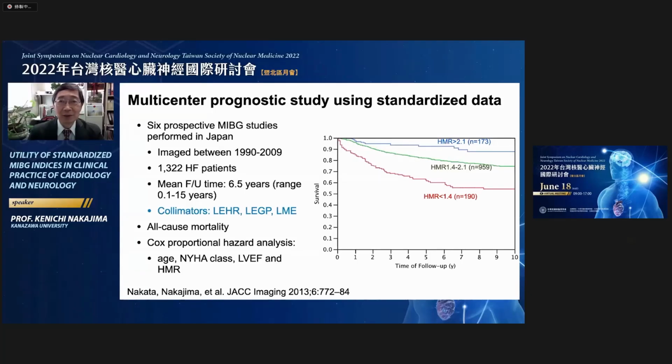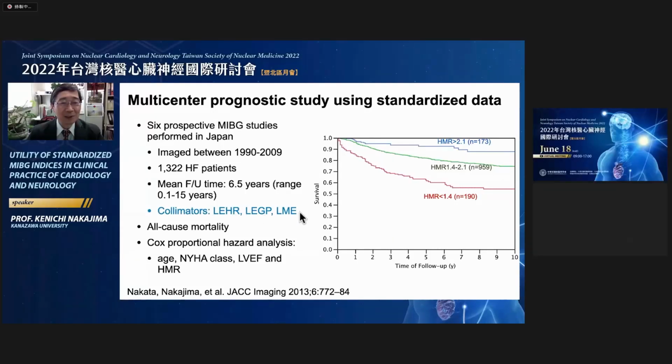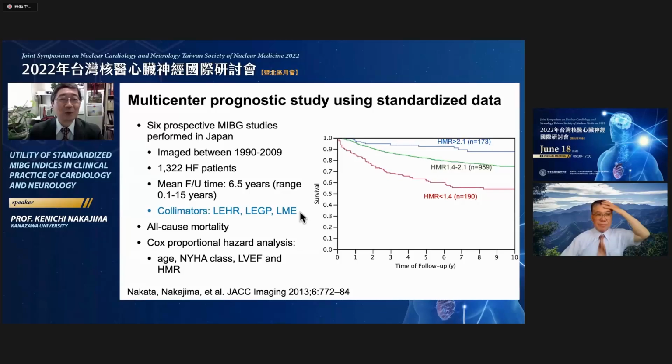Multi-center prognostic studies using standardized data are summarized like this. Although I might have shown this slide so far, the total number of patients is 1,300, and that included LEHR, LEGP, and LME collimators. Therefore, we have to correct it. By accumulating all the data, for example, patients with HMR more than 2.1, 1.4 to 2.1, and less than 1.4, the prognosis, mortality, is quite different, clearly differentiated.